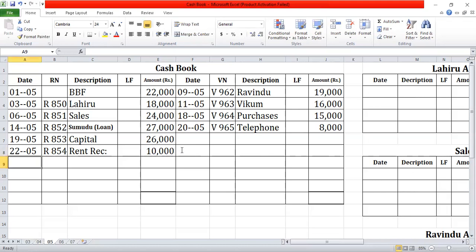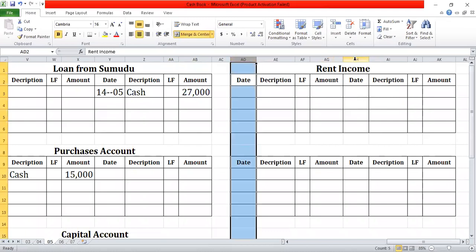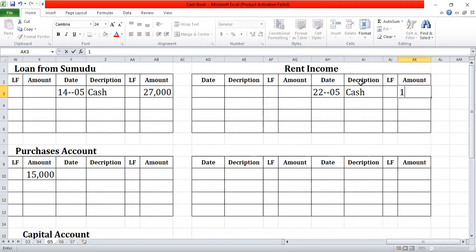Cash book debit, so the other account should be credited. Open an account for rent receipt or rent income. Rent income. As the name suggests, it's an income account. So on 22nd of May, we have collected how much? 10,000 as the rent income. This is how you record that transaction.